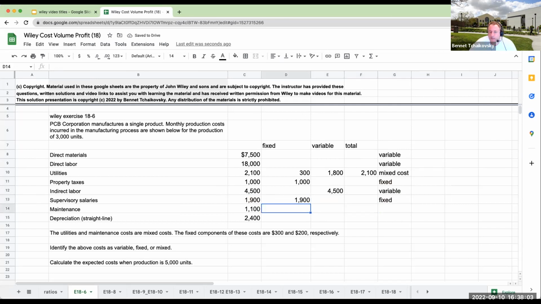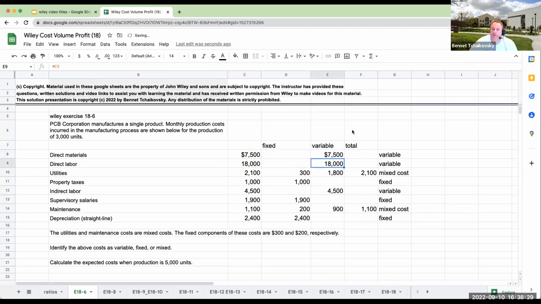Maintenance. It says that maintenance costs are mixed. The fixed portion of this is 200, so that means that the variable portion is 900, and this is going to be mixed. And then for depreciation, straight line, because the same amount is charged year over year, this is also going to be a fixed cost.